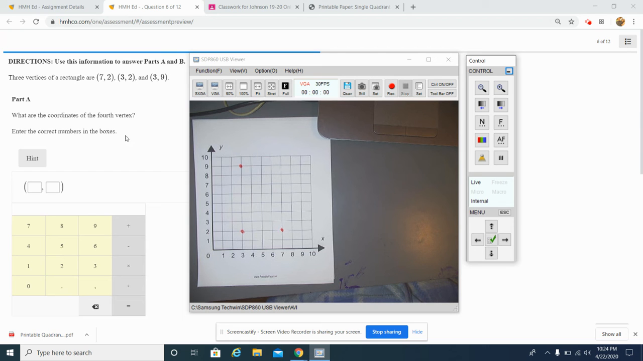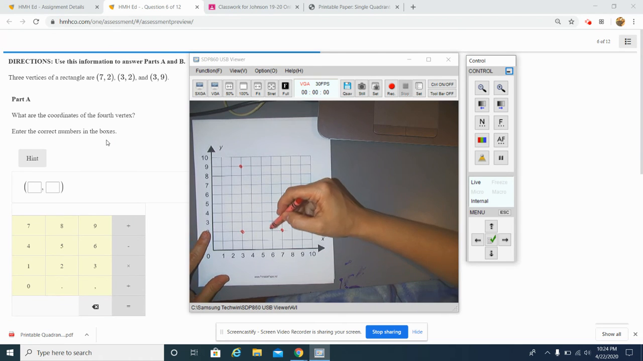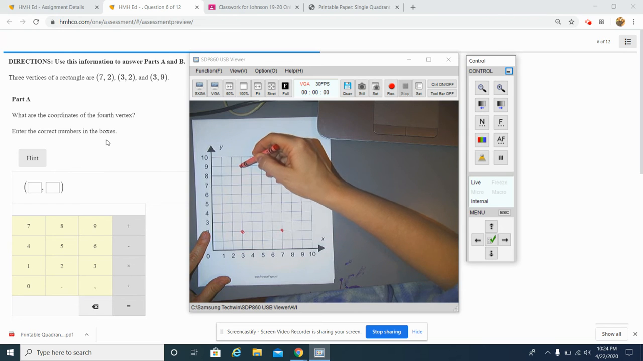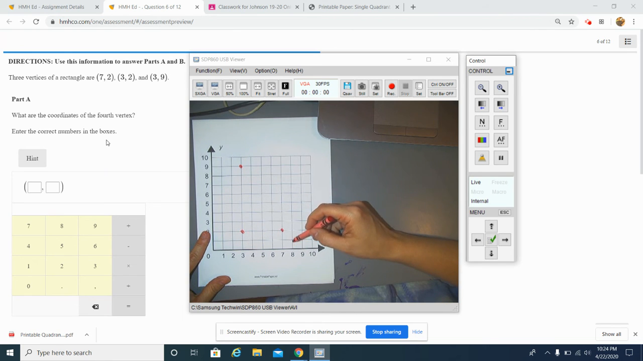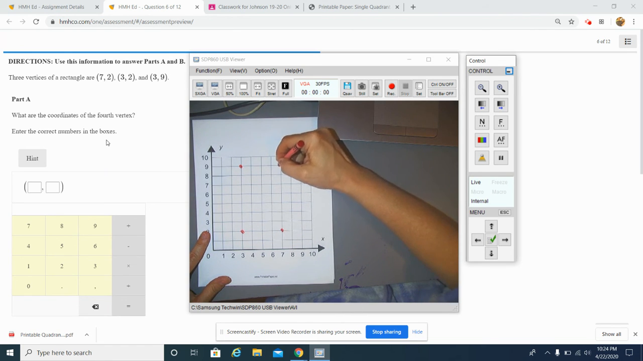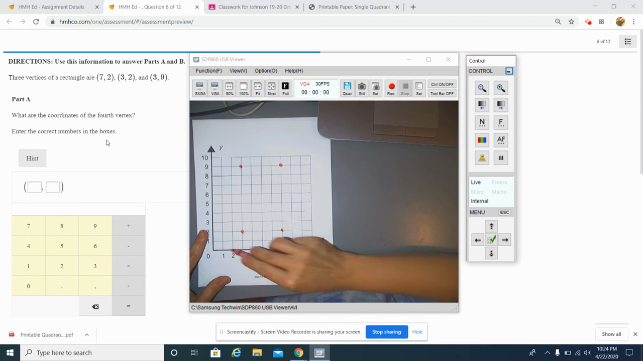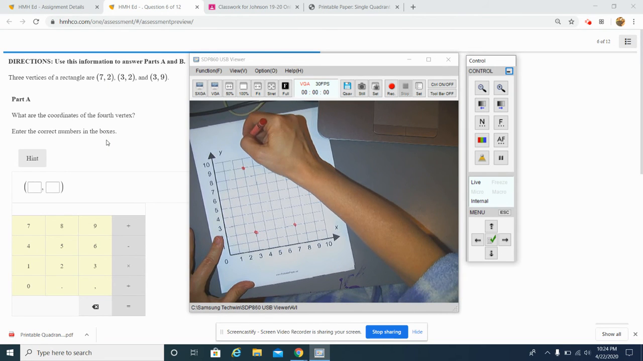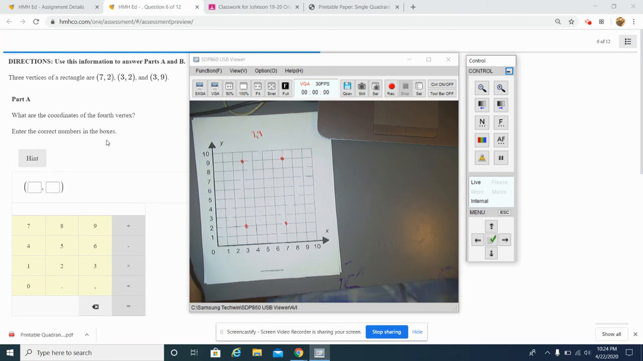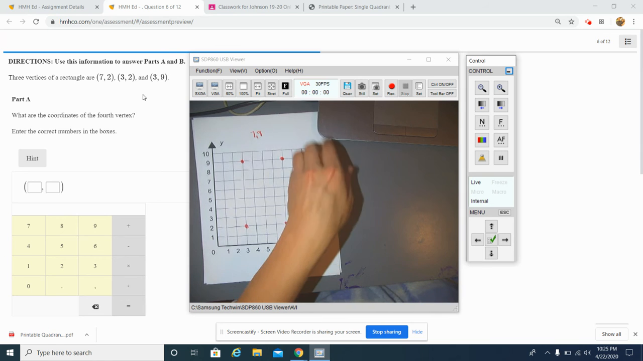So it says, what are the coordinates of the fourth vertex? Well, I've got one here, I've got one here, and I've got one here. So where do you think my next one's going to be? Well, it's going to be right here, which is what coordinate? So my coordinate is 7, 9. So that's my missing coordinate. Now, there is a way, and I hope you would be able to see the pattern of maybe just seeing these coordinates and being able to pick out what it would be.